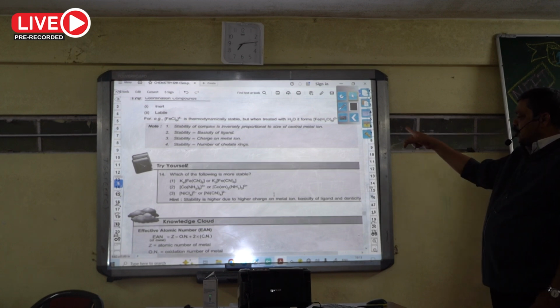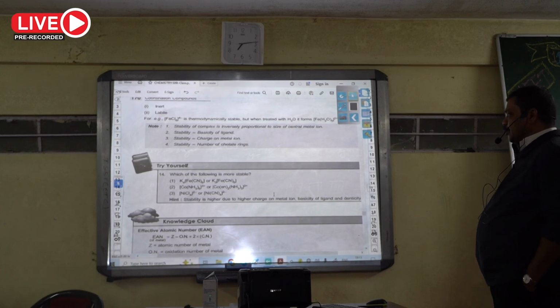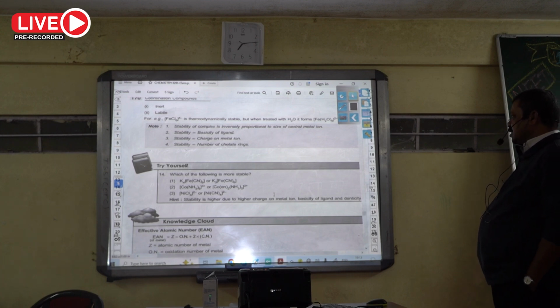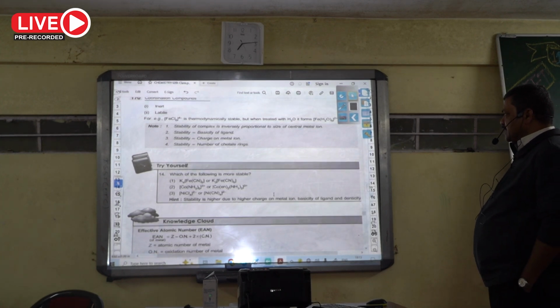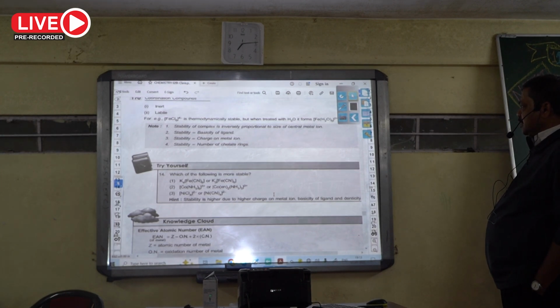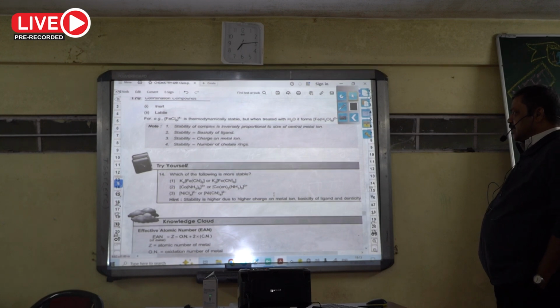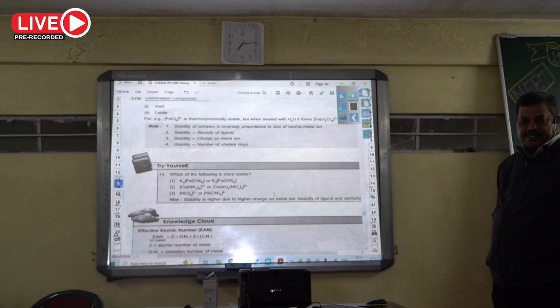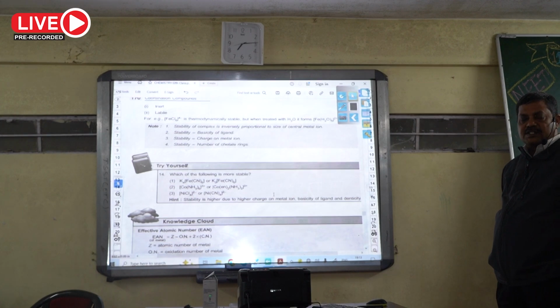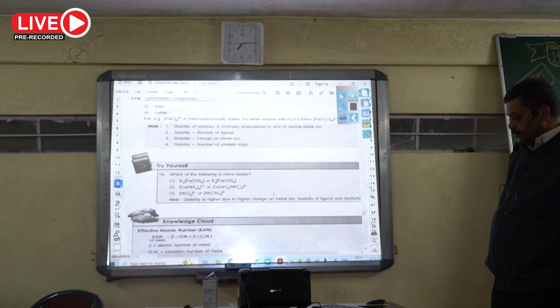See, write that note also, write all the 4 points. Stability of a complex is inversely proportional to size of the central metal ion, directly proportional to basicity of the ligand, directly proportional to charge on the metal ion, directly proportional to number of chelate rings. Note. Shall I write or is it visible? Right. Shall I write?